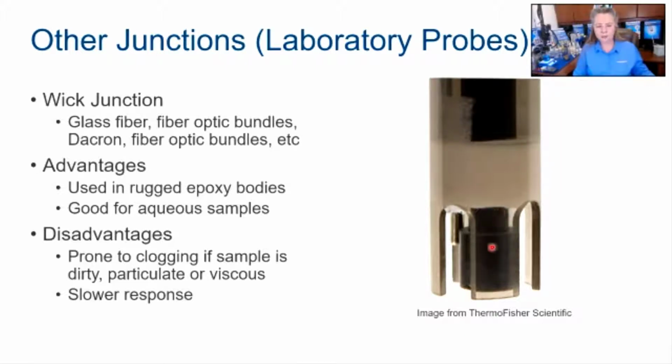They have glass fiber or fiber optic bundle or some sort of Dacron internal in here that wicks the process up into the sensor. These are really prone to clogging. They cannot deal with dirt, and you can't really clean them, which means if you're measuring biological samples in them, they can actually grow on the glass fiber and contaminate the probe. So it's very important, if you have a wick junction probe in your bioprocess, that you stop using it for any of your biological samples. There are good times for that: basic, simple aqueous samples. If you're doing basic chemistry, they're great for that. But they were never designed to be used with biologics.